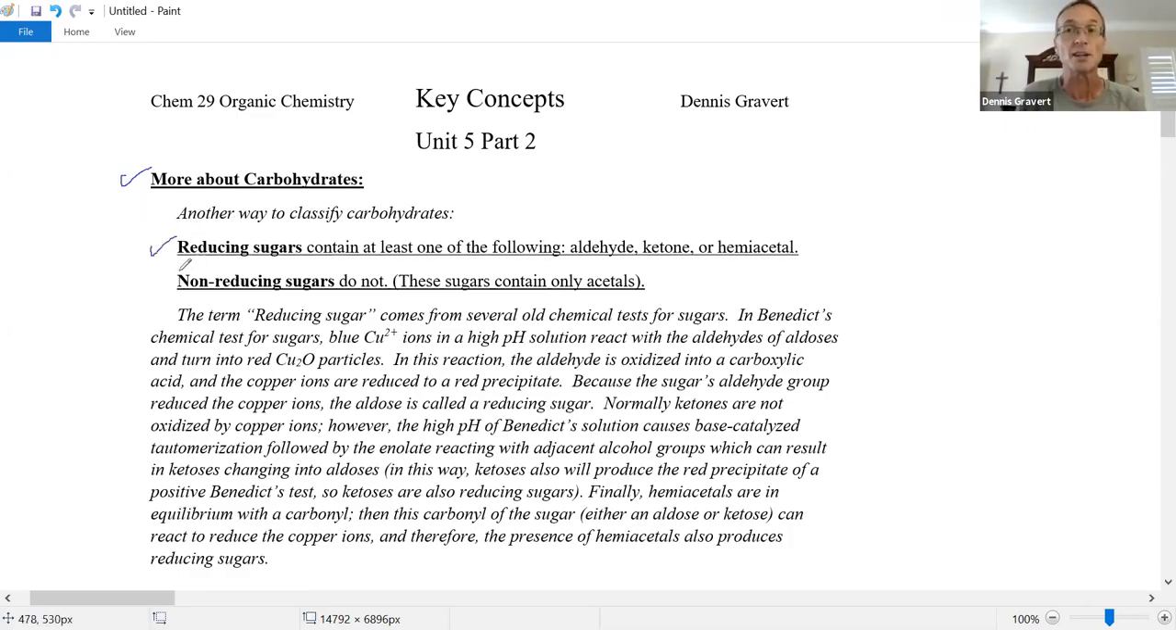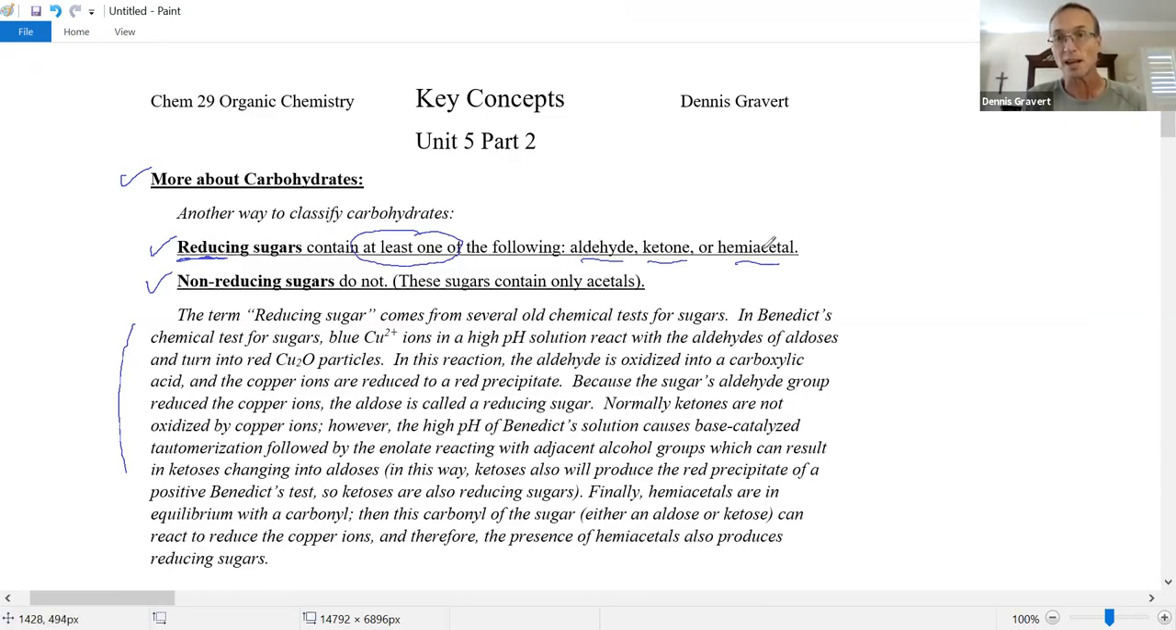Okay, add to that list of ways to classify sugars one more set of terms. Sugars can either be classified as reducing sugars or non-reducing sugars. And this is a reference to oxidation reduction chemistry. I got a little paragraph here if you're interested in the background of it, but essentially sugars that have an aldehyde, a ketone, or a hemiacetal, all you have to do is find at least one in their structure, then they are classified as reducing sugars.